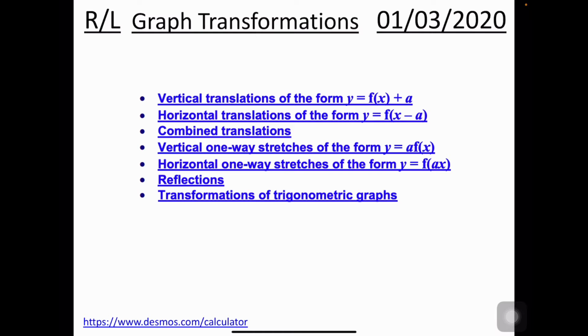So here are the bullet points. We have vertical translations, where it affects the y coordinates. Nothing happens to the x coordinates. Horizontal translations, which affect the x coordinates and do not affect the y coordinates. Combined translations, which means chances are there's been a vertical translation and a horizontal translation. Then we have stretches. As I said, this is the type of transformation which is not assessed on the GCSE course. And of course, you have reflections and transformations of trigonometric graphs.